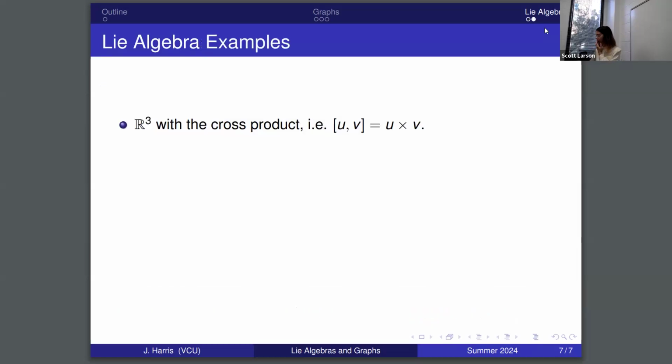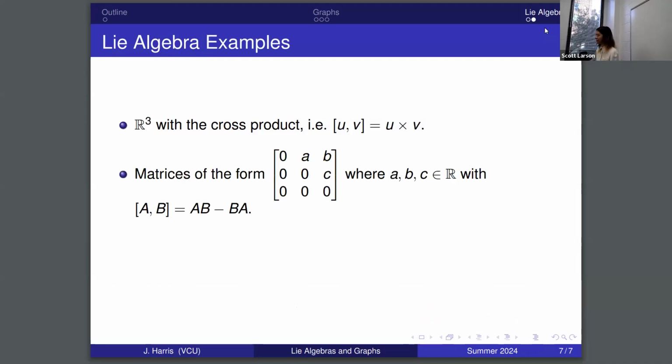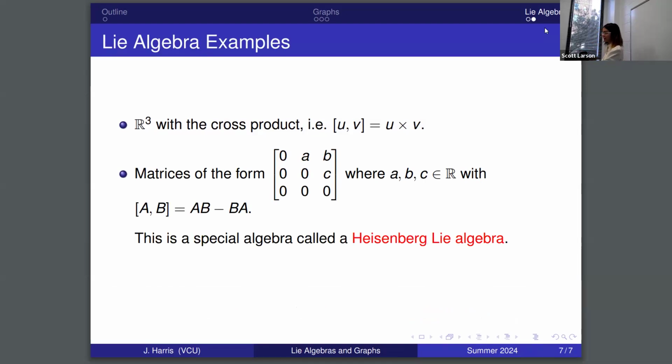Some examples of Lie algebras: I'm sure that many people have seen the cross product over R^3. But this example is upper triangular matrices with nothing on the main diagonal. This is a special algebra called a Heisenberg Lie algebra. They show up in quantum mechanics. They have a physics derivation, so this is a real thing, not just something that mathematicians made up because they thought it was cool. This special kind of Lie algebra is something that we focused on a lot.